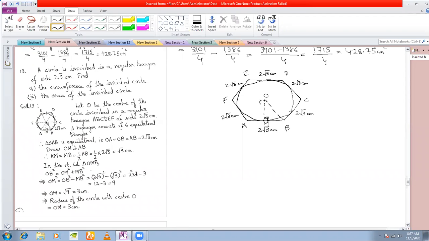So OM actually becomes your radius. This is the radius of the circle, right? OM becomes the radius of the circle. We are going to find out the length of this radius.